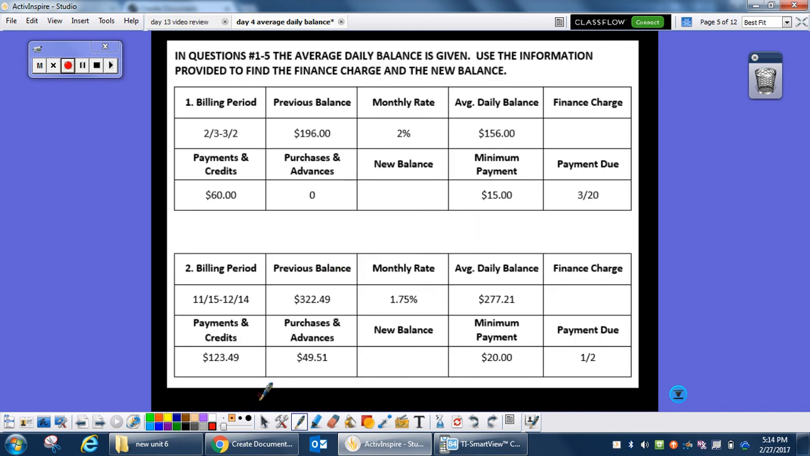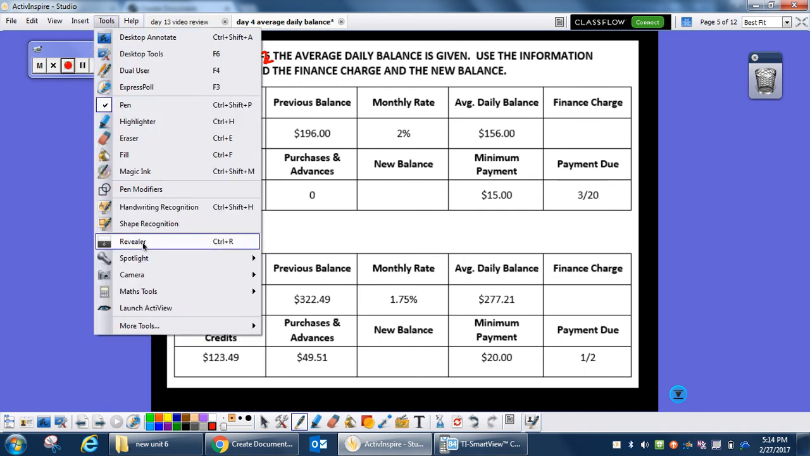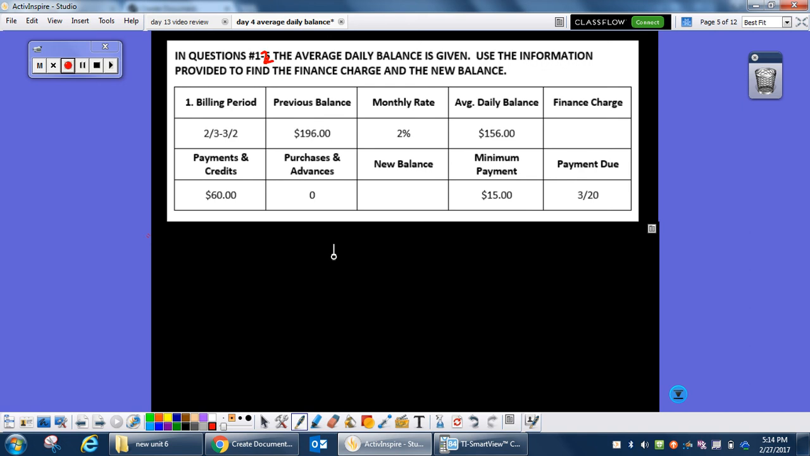Okay, so the first part, in questions 1 to 2, we're going to calculate the average daily balance. There's a lot of information on these charts, so I'm going to zone in and only talk about the stuff we really need. First, you can see your billing period. Typically, that's about a month. We're going to need the previous balance. We're going to need the monthly rate, but we need it as a decimal. To get that finance charge, it's our monthly rate times the average daily balance.